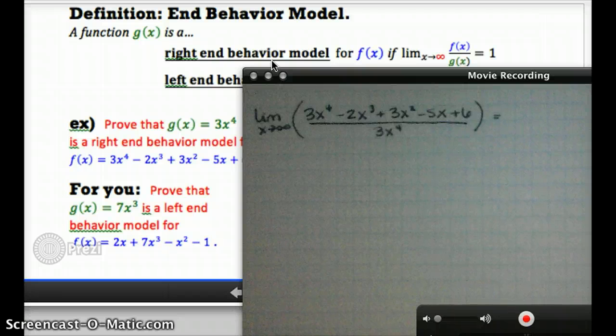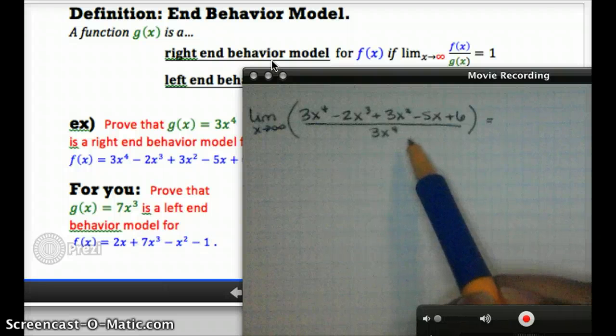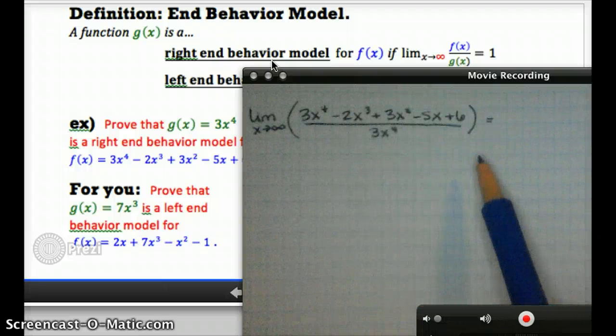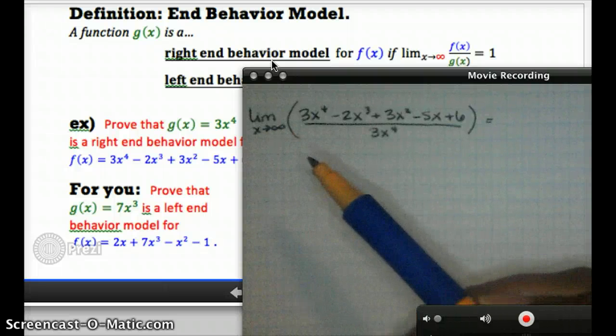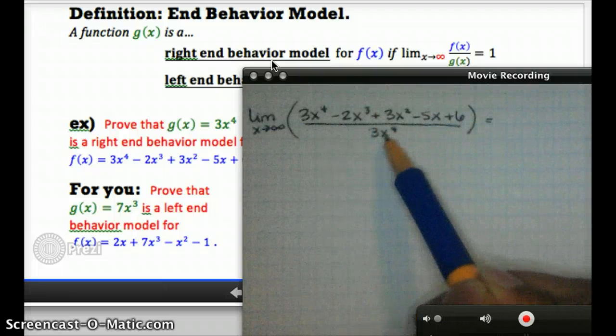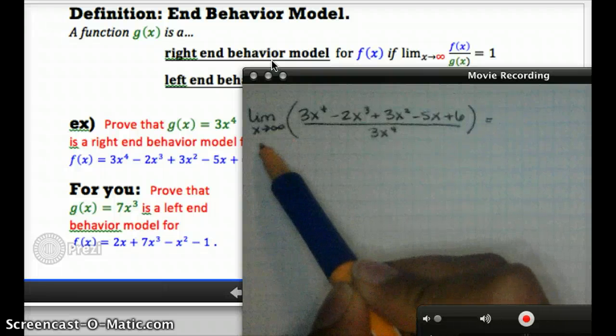Here's what it looks like. So I set up my limit, and I've got f of x on top and g of x on the bottom. And to evaluate this limit, our instinct is always, well, can we plug in the c value? If we plug in infinity, we obviously can't do that, so we're not thinking about just plugging a number in. We are thinking about what happens when x gets really, really large.